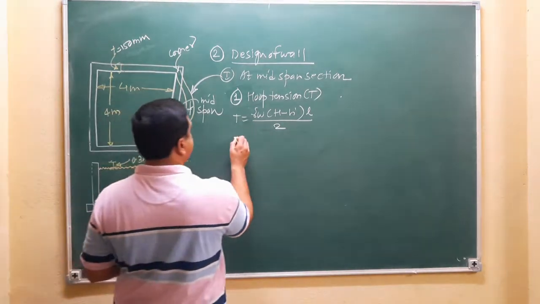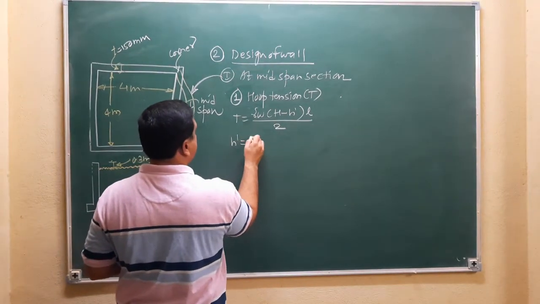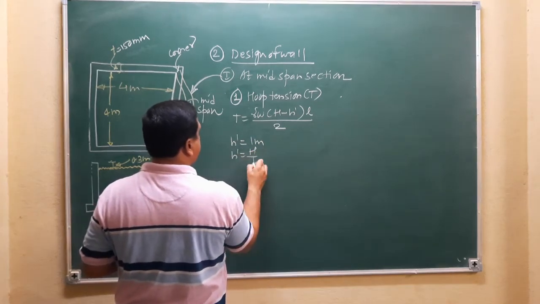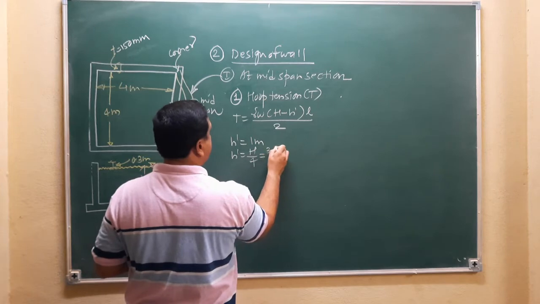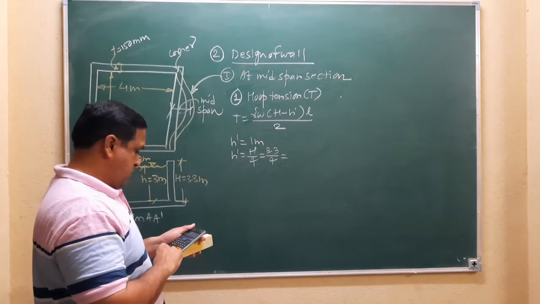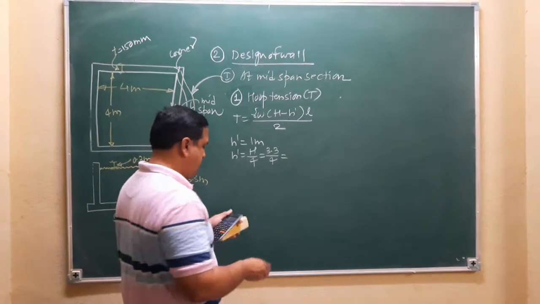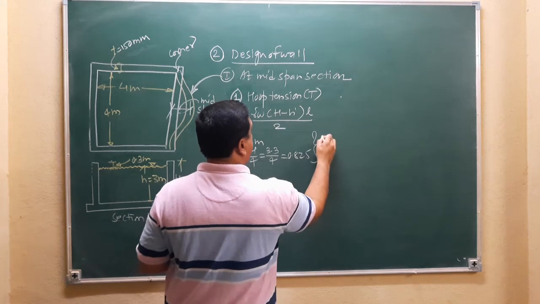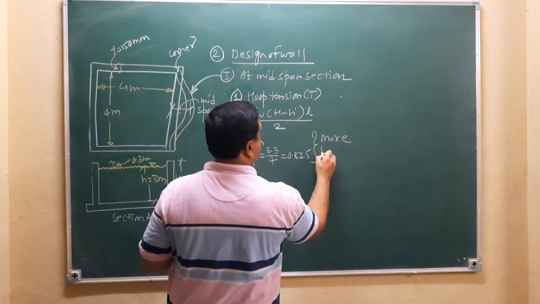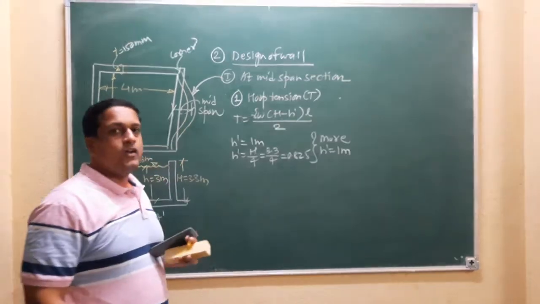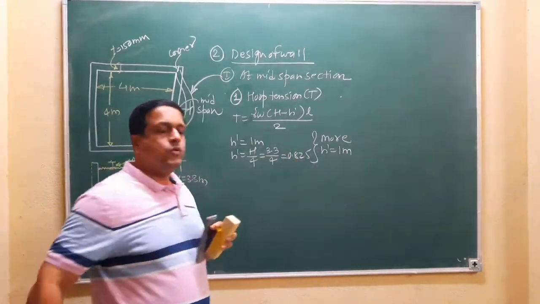Now what is H dash? So H dash is 1 meter, or H dash is capital H by 4. Capital H 3.3 by 4. So what is 3.3 by 4? This is 0.825. But you have to take the more value from these two. So H dash is equal to 1 meter.